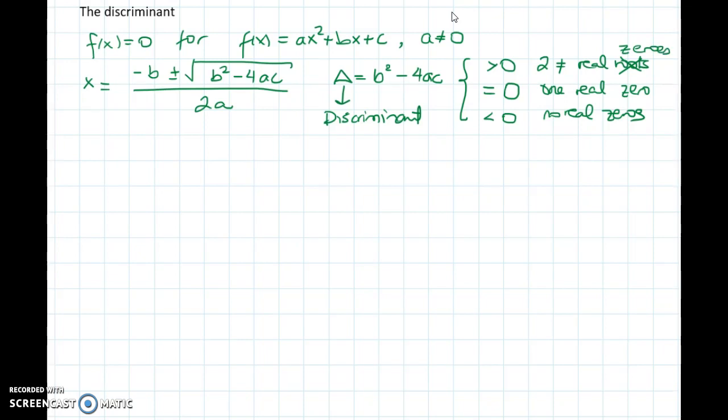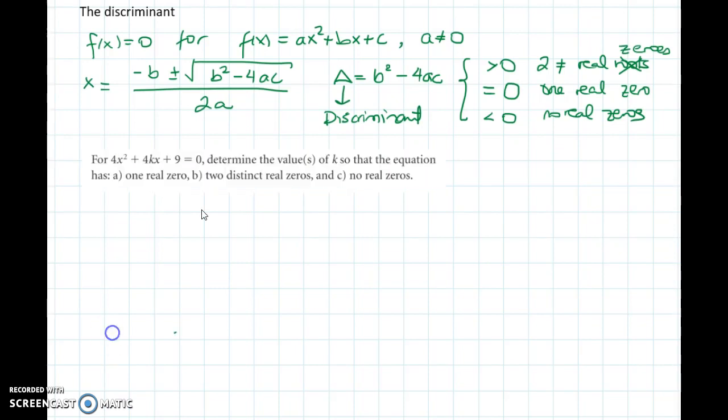So the moral of this is that if we can find the discriminant without solving the whole equation, we can decide in which one of the three situations we are, and that's what we're going to do in the next example. In this example, we have a quadratic equation with a parameter k. The equation is 4x squared plus 4 times k times x plus 9 equals 0, and we want to decide for which values of k we are in the different cases. For the zeros, we have only one, or we have two distinct real zeros, or we have no real zeros.